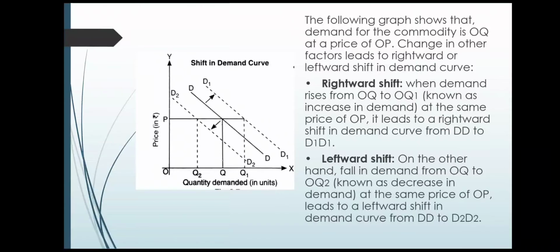So in this graph, you can see that there are two types of shifts that have been shown. Whenever there is a favorable change, there will be a rightward shift. As you can see, the price is same, that is OP, but the quantity demanded has increased from OQ to OQ1. And whenever there is an unfavorable change in demand, then there is a leftward shift, that is from OQ to OQ2. And you need to denote this change with dotted lines and an arrow. It has to be there.